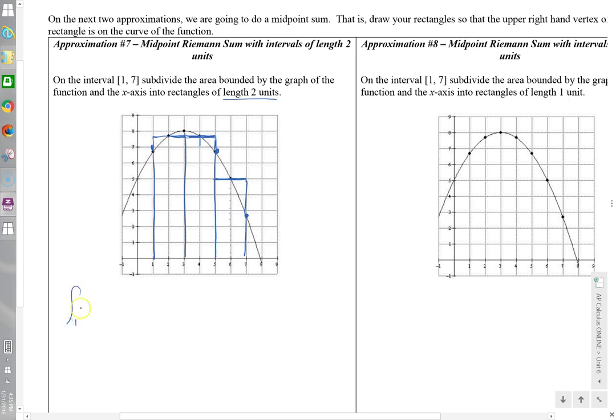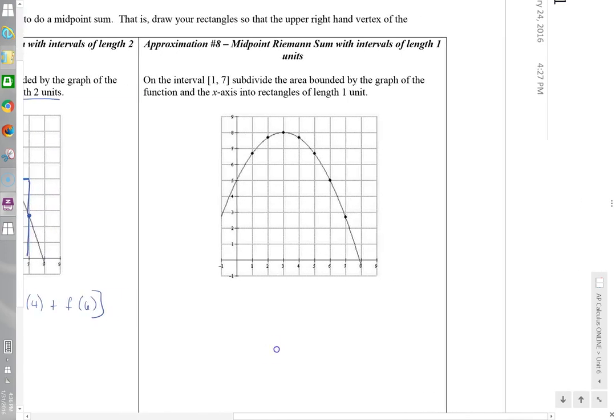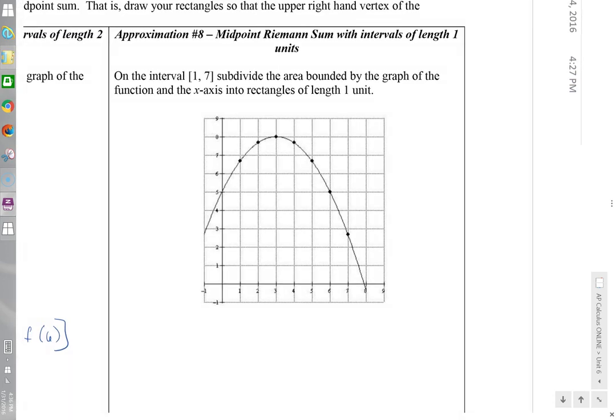So we're going to do the integral from 1 to 7 of f of x dx, and that's going to be approximately equal to, well, the width, again, is 2, times, and instead of f of 1 or f of 3, we're going to use f of 2. f of 2 plus f of 4 plus f of 6, like that. So go ahead and calculate that, and then I'll help you get started with the next one. So go ahead and pause it now. So I got 40 and 2/3, 40.666. All right, this time we want intervals of length 1.